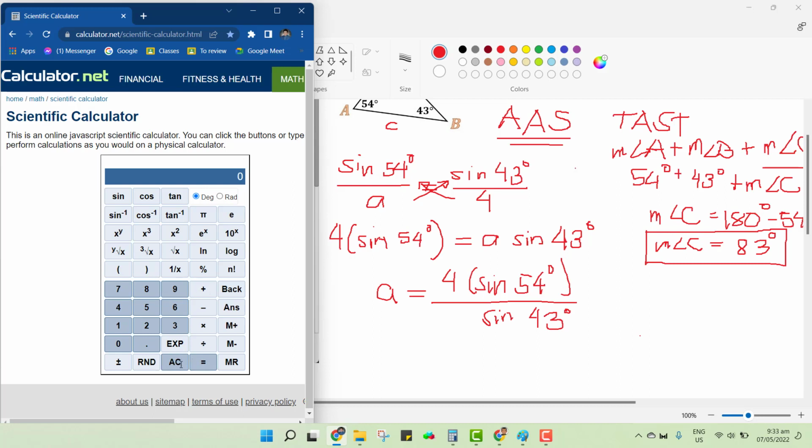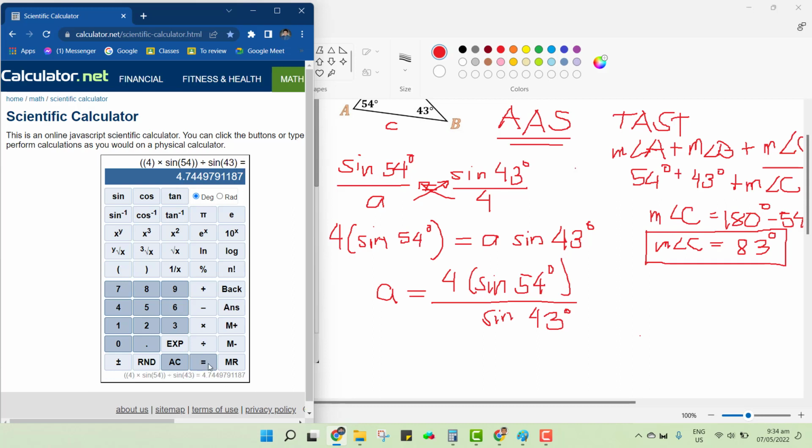Sorry, let us repeat it. You click AC to remove everything. So you are going to have double parentheses 4, and we have here sine 54 degrees. Close it. Another parenthesis to make sure that it's an expression to be divided by sine 43 degrees. Close it. So you have 4 times sine 54 degrees divided by sine 43 degrees. You click equals here.